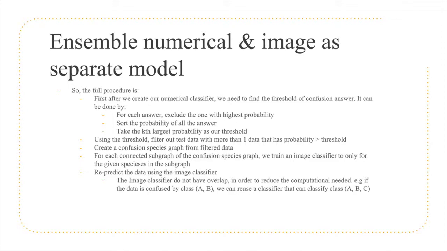The confusion species graph is to ensure that we don't have multiple overlapping classifiers. For each connected subgraph in the confusion graph, which we call confusion species, as shown in previous slides, we train an image classifier. After that we predict each data using its suitable classifier. What we mean by suitable classifier is, as long as the confusion species of the data is a subset of the classifier's confusion species set, we can use that classifier.